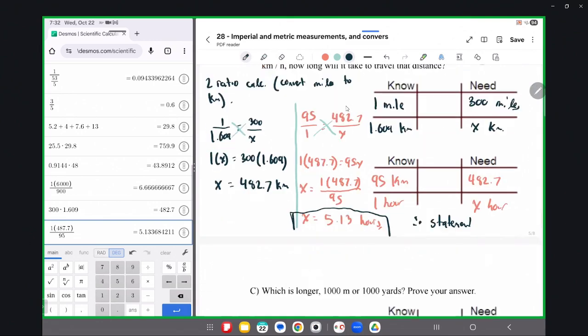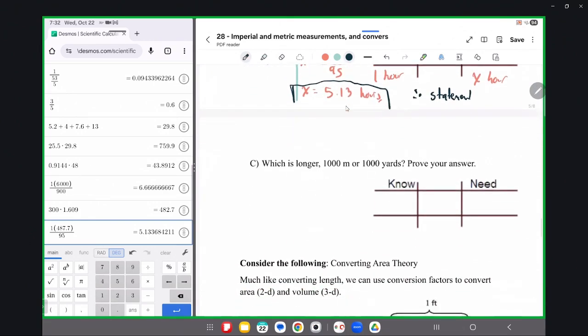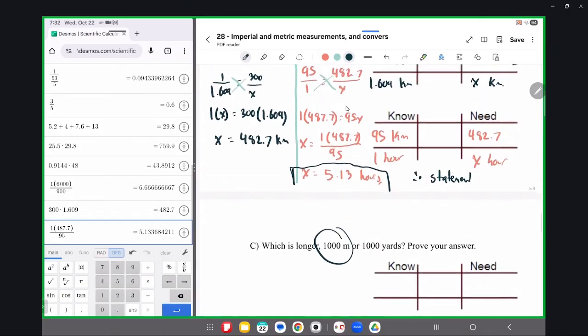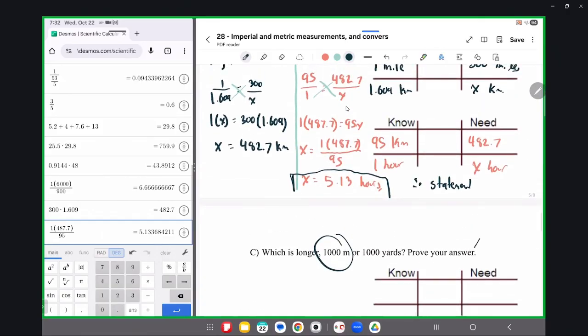Okay. Let's continue on. So which is longer, 1,000 meters or 1,000 yards? Okay. Easy question. 1,000 meters, because we know that a yard is smaller than a meter. Oh, it says prove your answer.